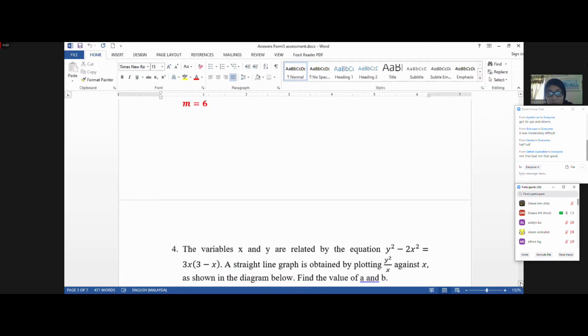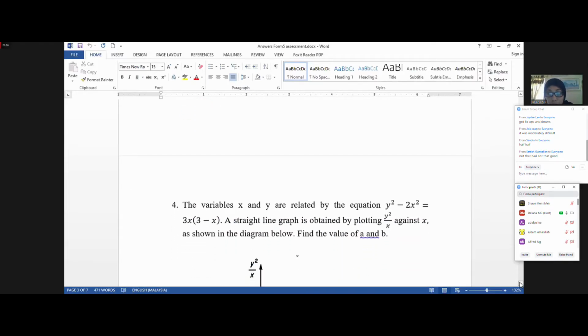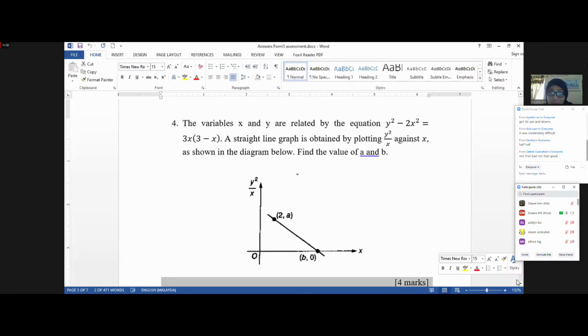If you notice, this question 4, I already gave you for your exercise. I purposely just took out the same question. Those who did this question before, it is an advantage for you all. You have to find the value of a and b. Given to you the equation y squared minus 2x squared equals 3x bracket 3 minus x, and you have a diagram that shows y squared over x against x.